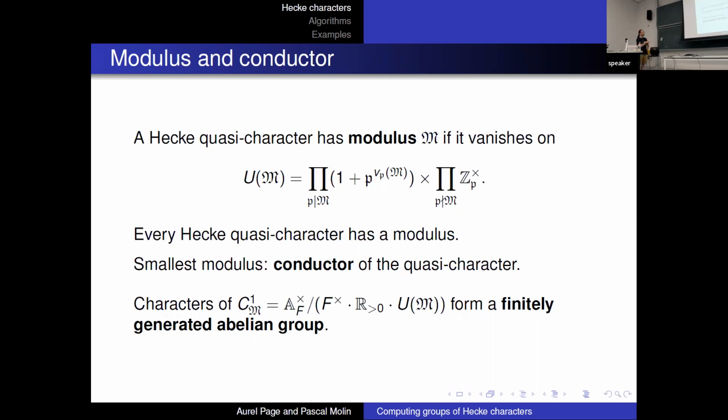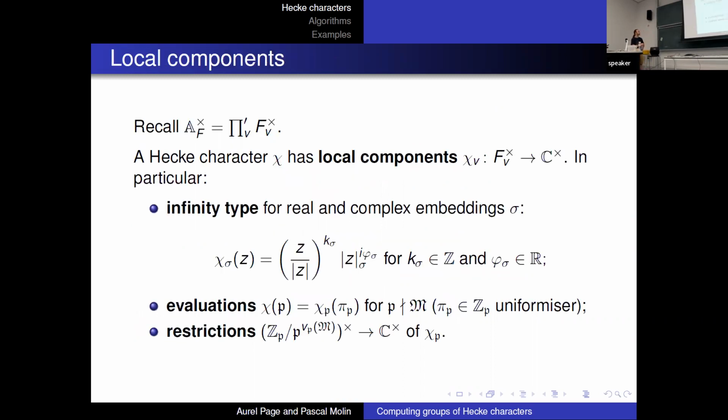Okay, so we have a conductor now. What else can we do with these Hecke characters? Well, recall again that this idèle group was essentially a product. Because of that, you can take one of your Hecke characters and restrict it to one of these components, and you get a local component of your character, which is just going to be a character of this local field, either p-adic fields or real or complex numbers. And from this, you can get several things.